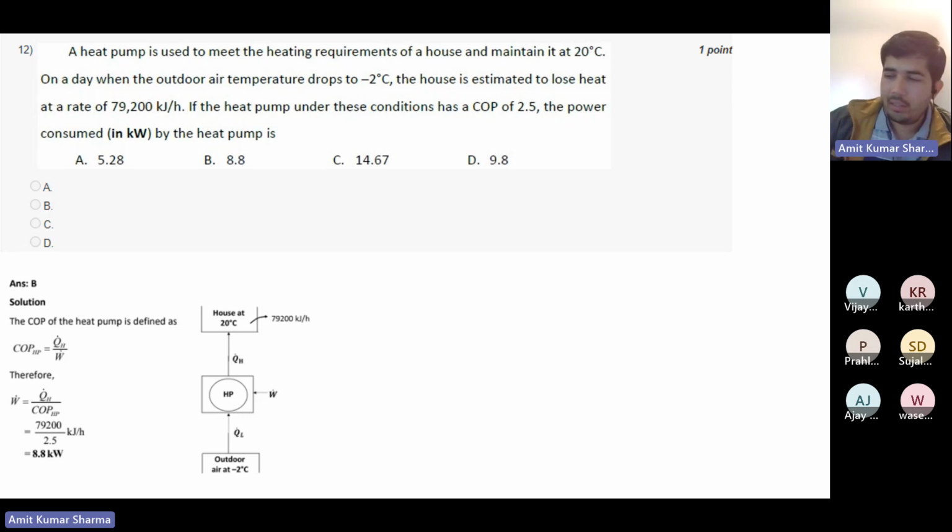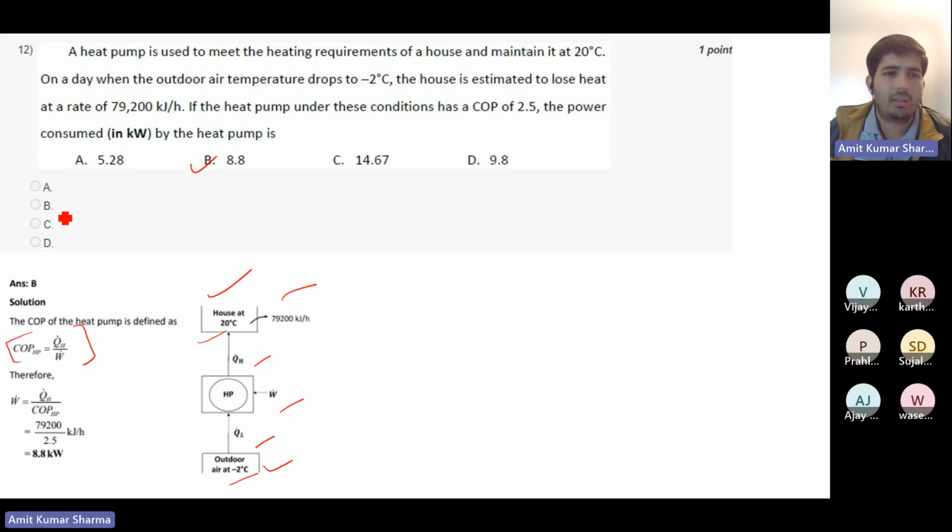So the correct option will be 8.8, option B. You can see here a basic simple diagram representing the house at 20 degree and outdoor at -2 degree. There is QH, there is QL, low temperature and high temperature, and W is the work done. We know the COP of a heat pump is QH upon work done W. We are given the COP, so just interchange the quantities: W will be QH upon COP.